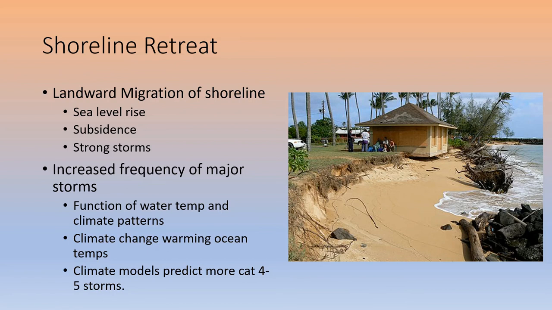Again, increasing frequency of major storms. Not only is sea level rising due to melting glaciers, but also thermal expansion, right? Warm water just simply takes up more volume than cold water, right? So again, these major storms are functions of water temperatures and climate patterns. And as warming oceans continue, models predict more and more Category 4 and 5 storms. And we have been seeing larger, more powerful storms in the last few years, right?